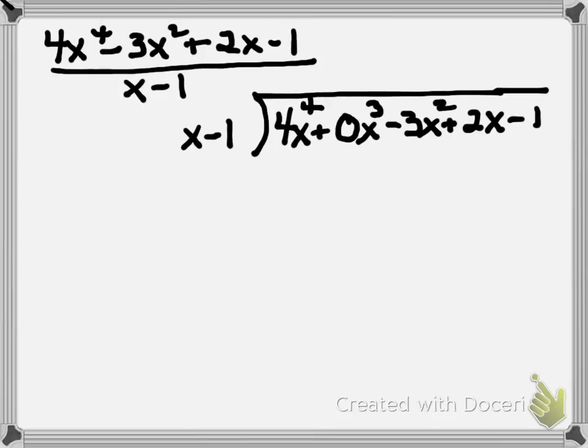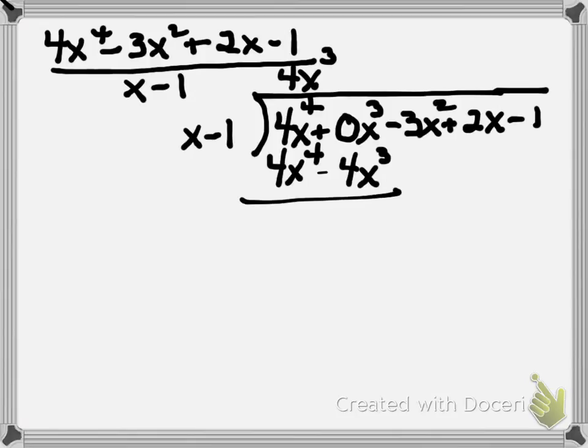So I need to represent the x cubed term in the dividend as 0x cubed. So 4x to the fourth divided by x is 4x to the third. 4x to the third times x is 4x to the fourth. 4x cubed times negative 1 is negative 4x cubed. Then changing the signs of the second polynomial, 0x cubed plus 4x cubed is 4x cubed. Bring down the next term of negative 3x squared.